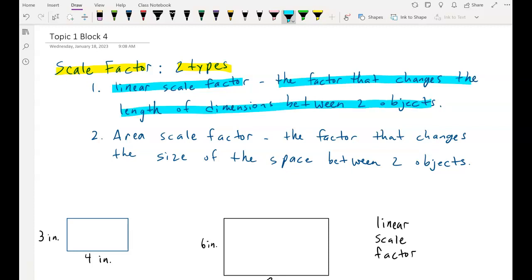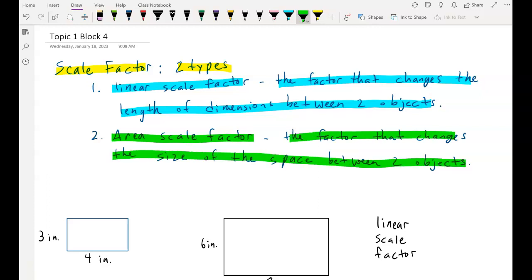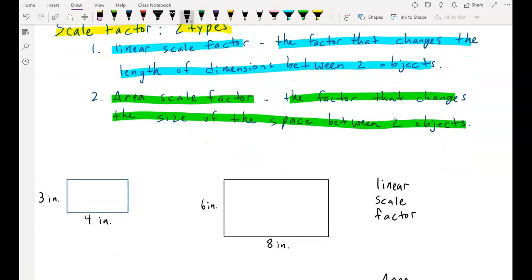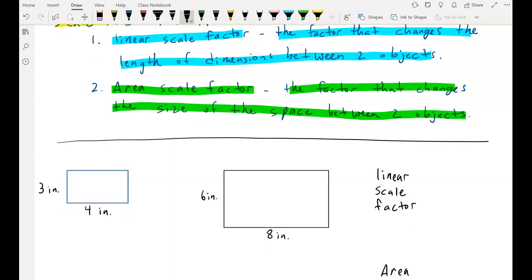But there's a different type we're going to talk about today called area scale factor. An area scale factor, it's still a factor, so it's something that's being multiplied, but it's the factor that changes the size of the space that is occupied between two objects. So it's the space that the two objects take up. So make sure you write those definitions down, linear scale factor and area scale factor, in your notes. And then after you do that, draw a nice line underneath there before we move on to the next piece.